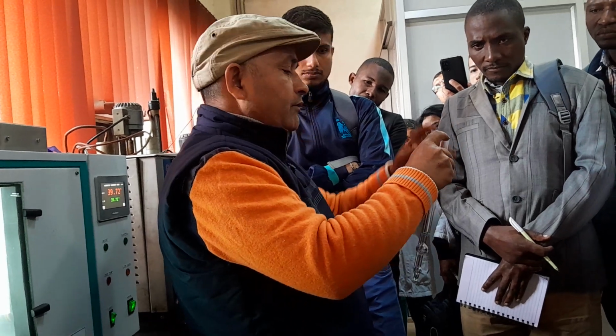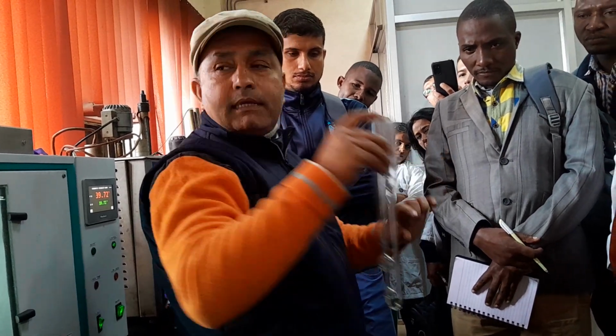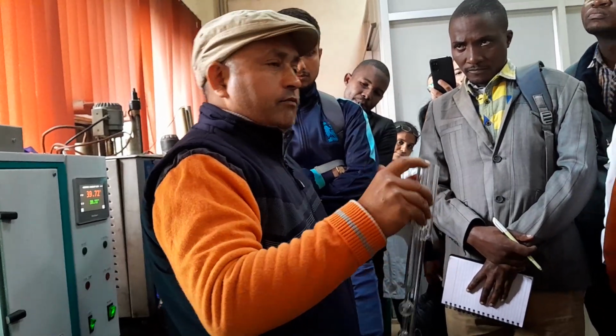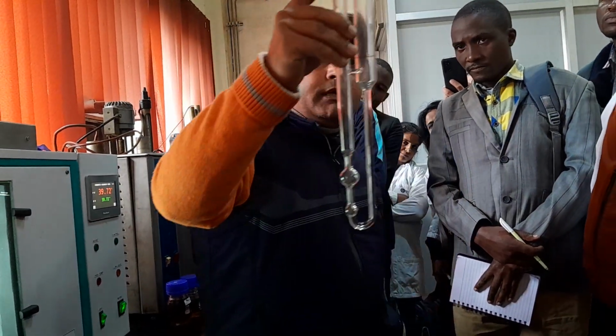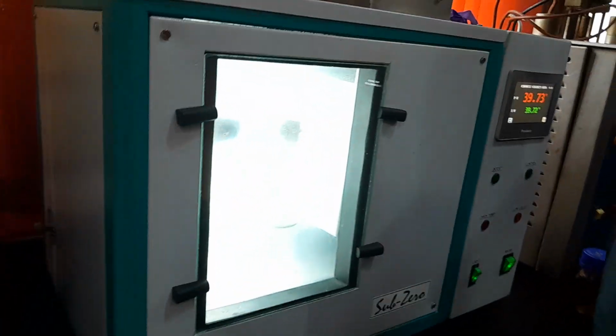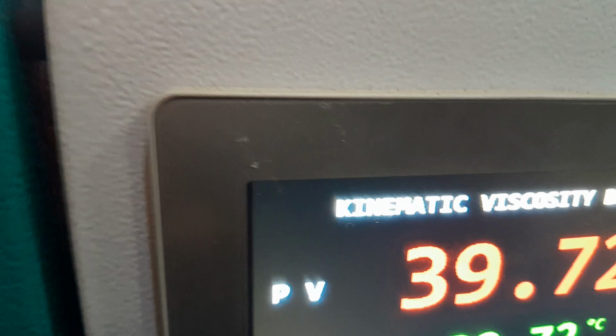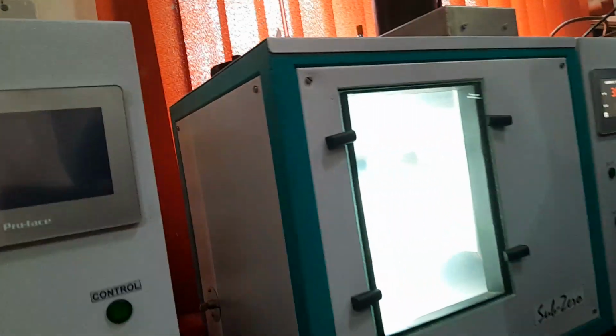First you close this one and fill the sample from this mark to this mark, and keep it inside the bath at the temperature at which you need the kinematic viscosity. While taking the sample in the viscometer, keep it inside for at least 20 to 25 minutes so that your sample comes to equilibrium condition. Once it has come to equilibrium, you take out the stopper which you have kept there, and then you check the flow timing of the liquid from this mark to this mark.